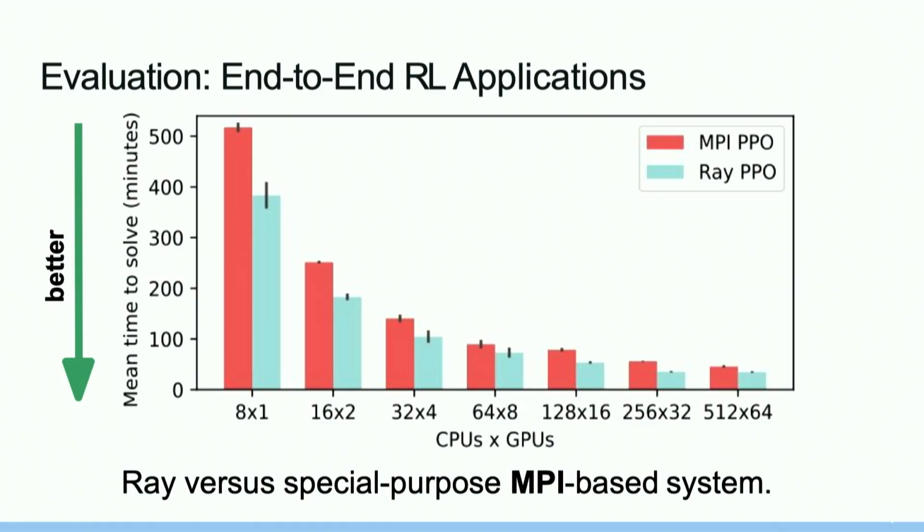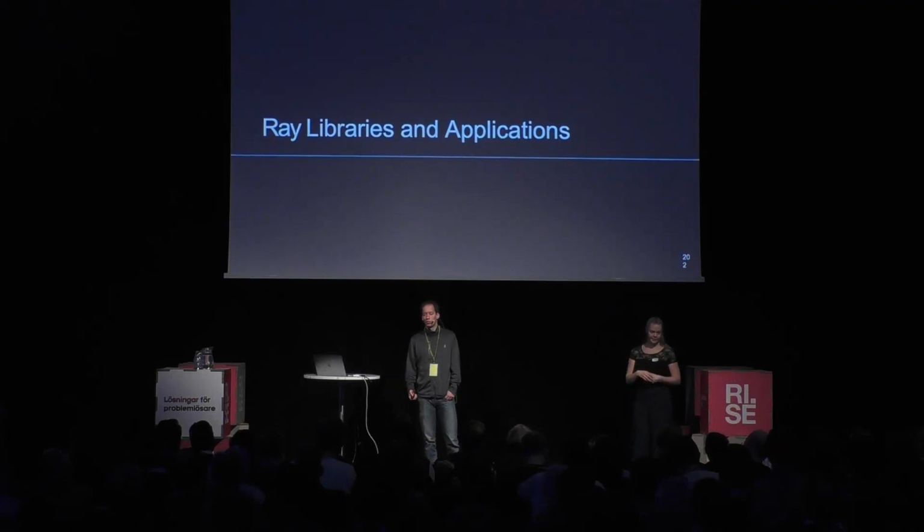And then here's another one. This is comparing against the very highly optimized MPI-based baseline for reinforcement learning, again, for an algorithm called proximal policy optimization. And here, actually, with a generic system, we can beat a special purpose system, which is very nice. So let me now talk a little bit about applications and libraries that we have been building.